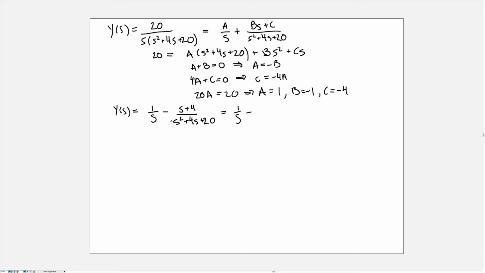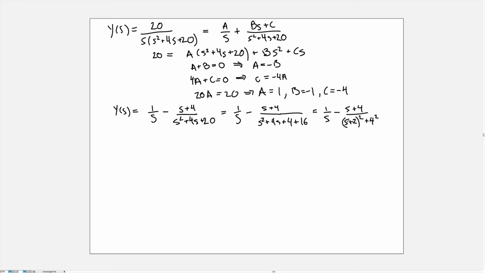Because this is not factorable, we have to complete the square. We still have the s plus 4 in the numerator, but in the denominator, I take the coefficient on the s, divide by 2, and I get 2, square it, and I get 4. So I need s squared plus 4s plus 4, and then whatever's left over, 16. This means I should write Y of s as 1 over s minus (s plus 4), all divided by (s plus 2) all squared, my completed square, plus 4 squared.